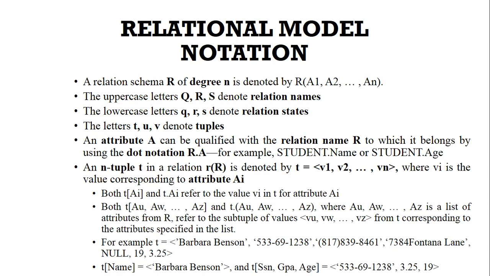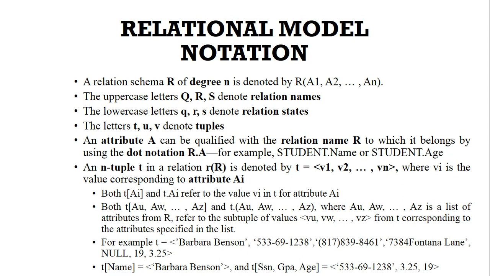An attribute A can be qualified with the relation name R to which it belongs by using the dot notation R.A. For example, student.name or student.age. An n-tuple t in a relation r(R) is denoted by t = <v1, v2, up to vn>, where vi is the value corresponding to the attribute Ai. So both t[Ai] and t.Ai refer to the value vi in t for attribute Ai.